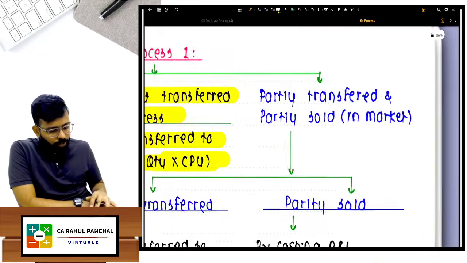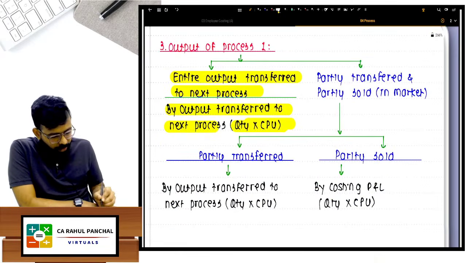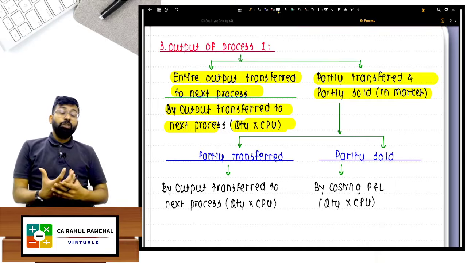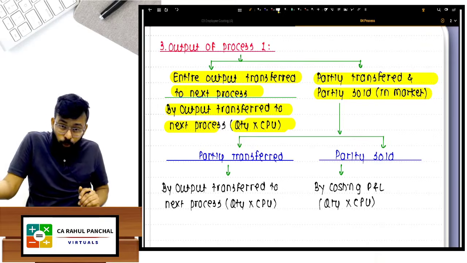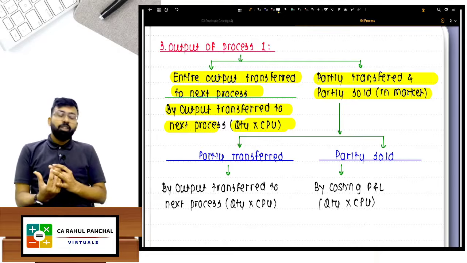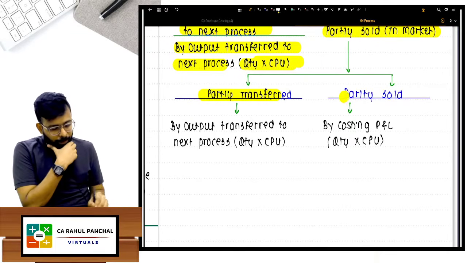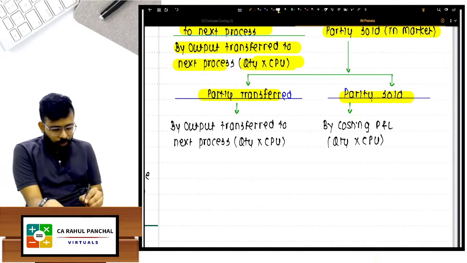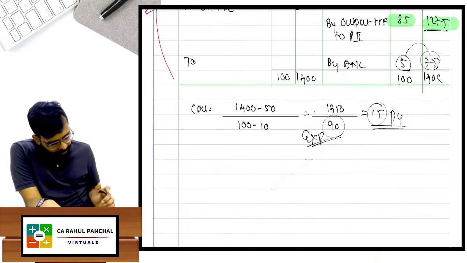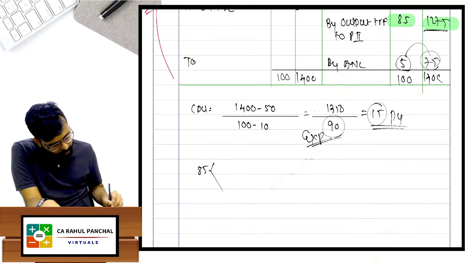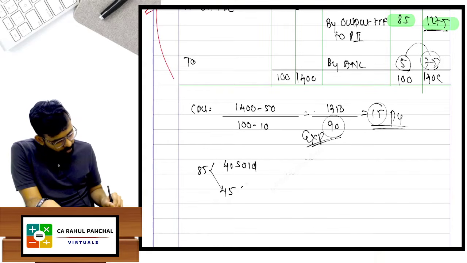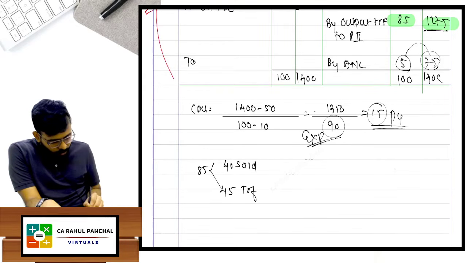But sir, if entire output is not transferred, sometime it happens. As a process A, you are not transferring those 85 units to process 2. Partly it is transferred, partly it is sold in the market. So it is partly transferred and partly sold in the market. So what you will have to do? Let us say, मैं 85 को दो पार्ट में डिवाइड करता हूँ. 85 को, let us say 40 is sold and 45 is transferred to next process. So I will write 40 and 45 in this column.